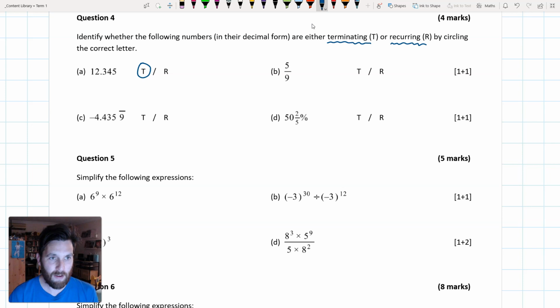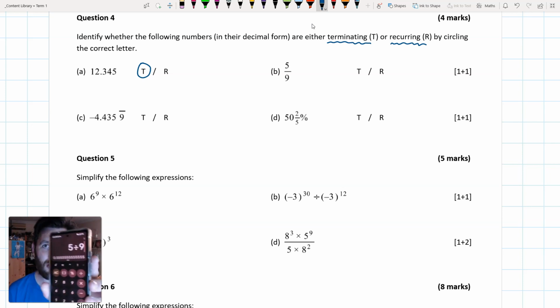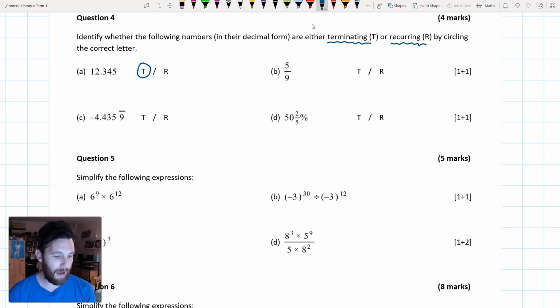The next one, 5.9, well, if you're not sure, just do it on your calculator. 5 divided by 9 is 0.5 recurring, so we're going to say that that's a recurring decimal. For this next one here, negative 4.345, and then we've got this bar above the 9, which tells us that the 9 is going to repeat. So we'll put that in as a recurring decimal.